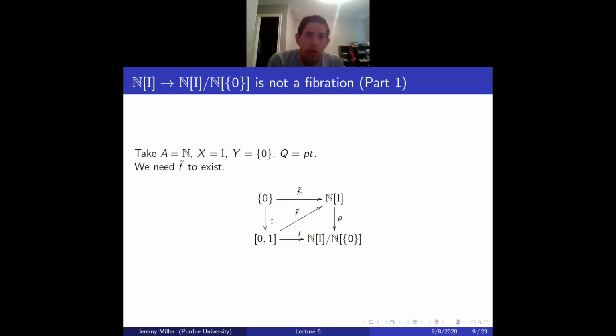Okay, so we're going to take A to just be the natural numbers. I'm going to take X to be the interval, Y to be 0. So this space is the configuration space of points in an interval labeled by natural numbers, but the points vanish if they are located at 0. And then we have a path down here and a lift of one endpoint. The claim is that there exists a path here where we can't lift, given a choice here.